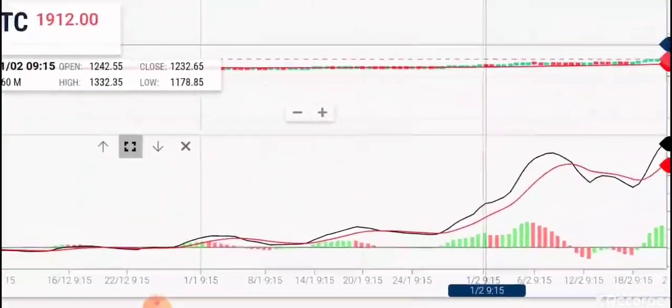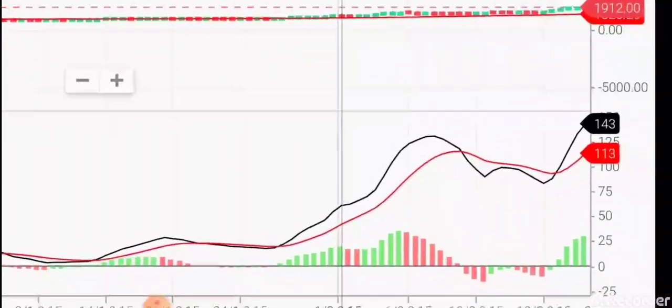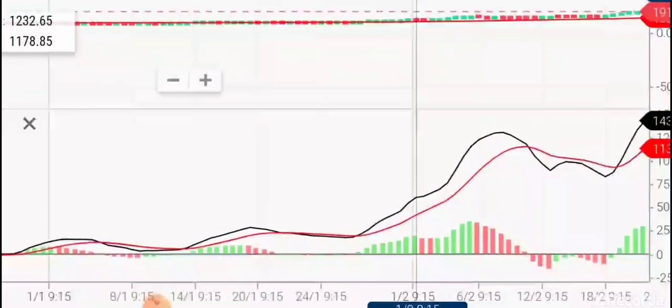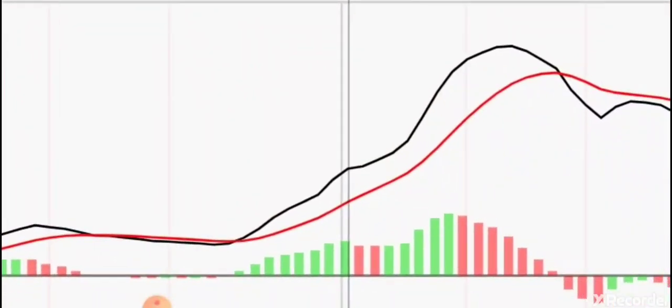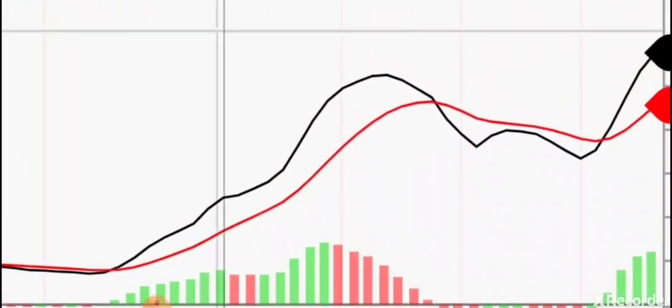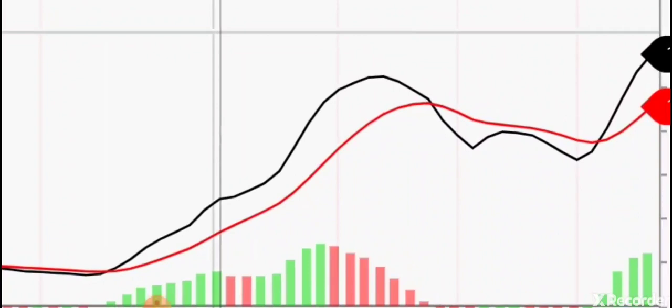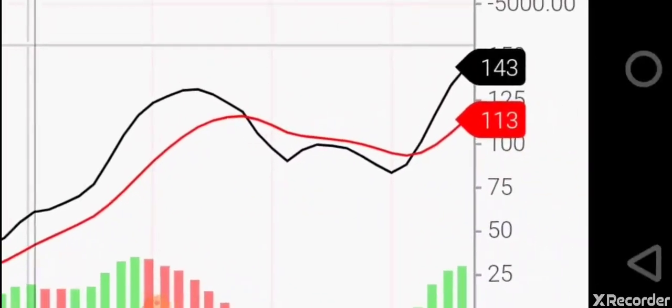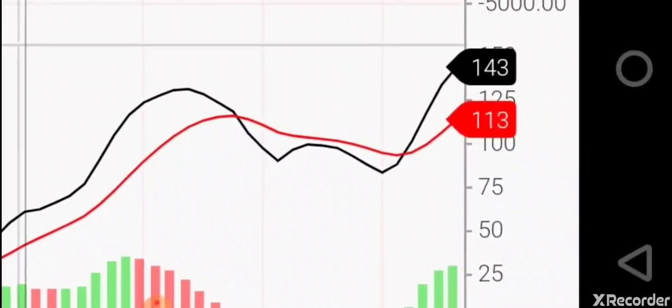And similarly IRCTC share, see, when we enter the trade at this point and the black line is going forward, here it has given a bearish indication, and again profit booking has started, it consolidated again, and here it gave a bullish crossover.